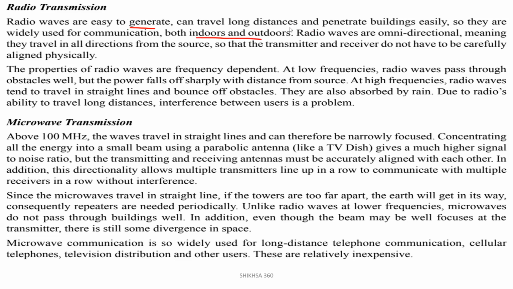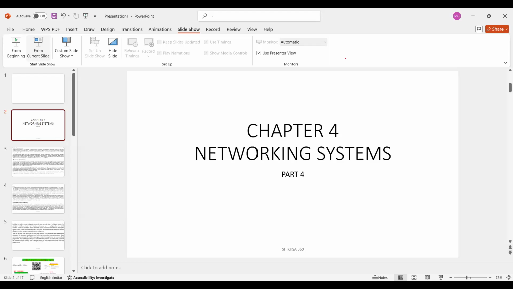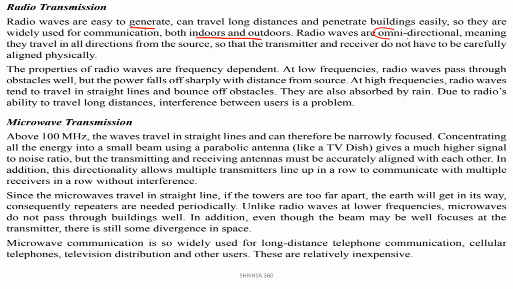Radio waves are omnidirectional. What is the meaning of omnidirectional? It means they can travel in any direction, in all directions from the source, so the transmitter and the receiver do not have to be carefully aligned physically. The properties of radio waves are frequency dependent.